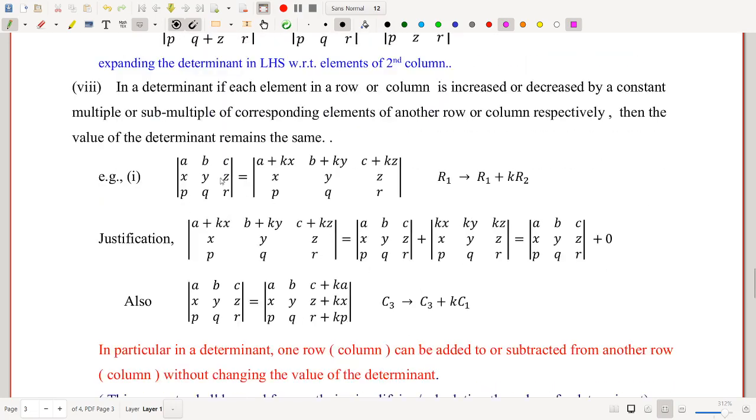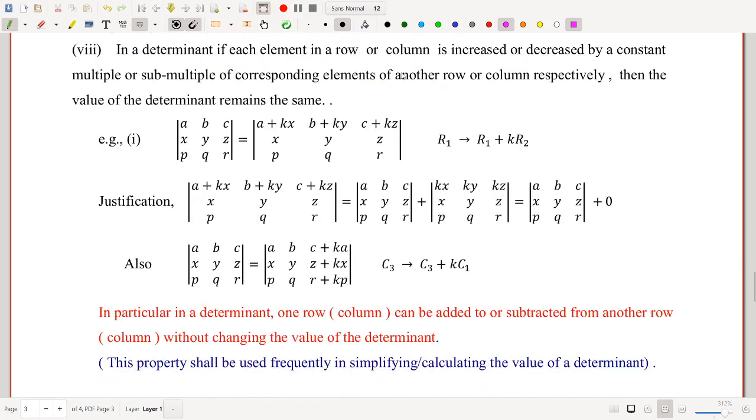Next we go to property number 8. This is the most important property. In a determinant, if each element in a row or column is increased or decreased by a constant multiple or submultiple of the corresponding elements, important word always, corresponding elements of another row or column respectively. If you take a row, here also a row; if you take a column, here also a column.